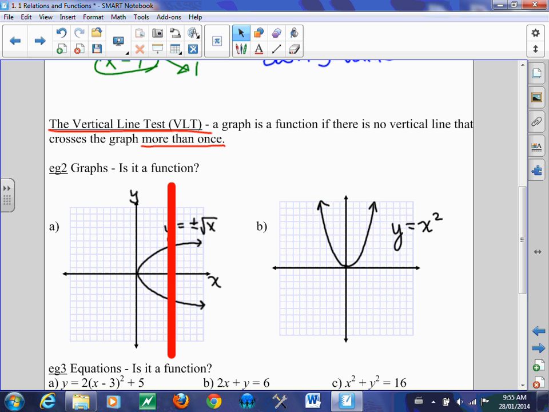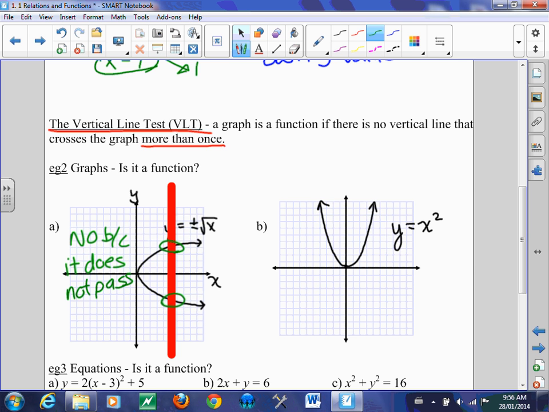Okay, so for example here, if I hold it here, does it cross more than once? Absolutely, it crosses here and here. So is this a function? No, this is not a function because it does not pass the vertical line test.